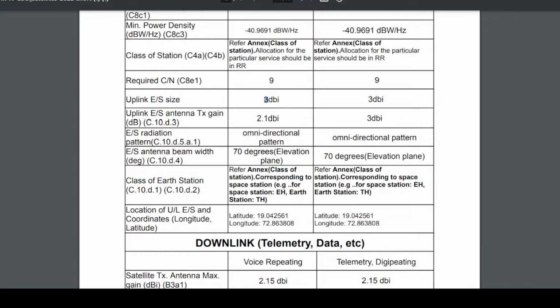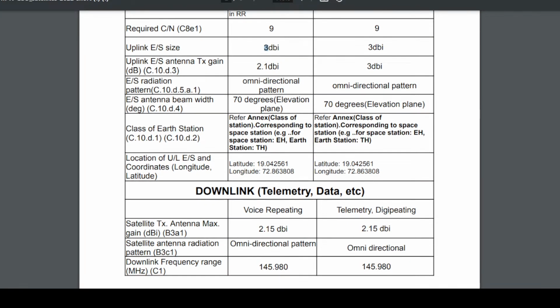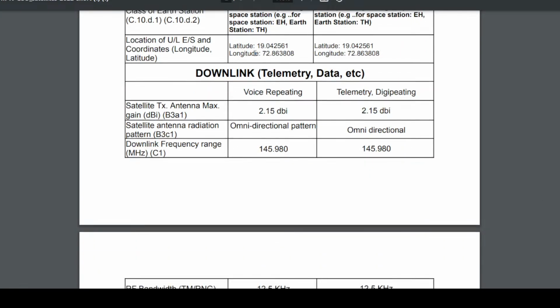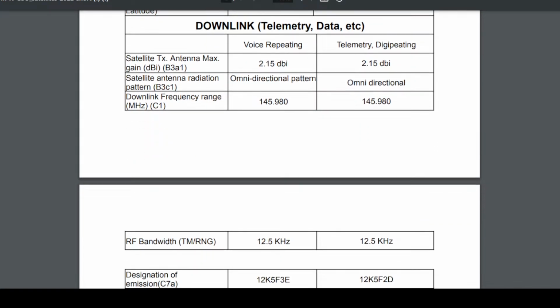Then the pattern is again taken as omnidirectional. The antenna beamwidth is taken as 70 degrees in the elevation plane because of Mumbai's lat long. So Mumbai is present at 72 lat and 19 long, and in accordance with that, the elevation plane was taken into consideration. As you can see, I missed it. So lat is 19 and long is 70. I'm sorry.